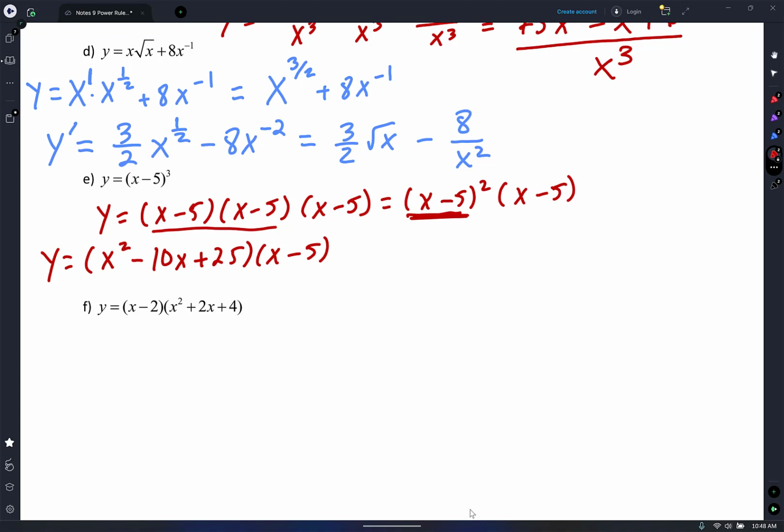I don't know how to multiply that. Yes, you do. Take the x squared and multiply it by everything in the other group. So here we go. What is x squared times x? X cubed. What is x squared times negative 5? Negative 5x squared. You're done with the x squared. Drop it. Go to the next one. Negative 10x times x. Negative 10x times negative 5. Perfect. With an x on it, right? Drop the negative 10x. You're done with it. Go to the 25. 25 times x. 25 times negative 5.